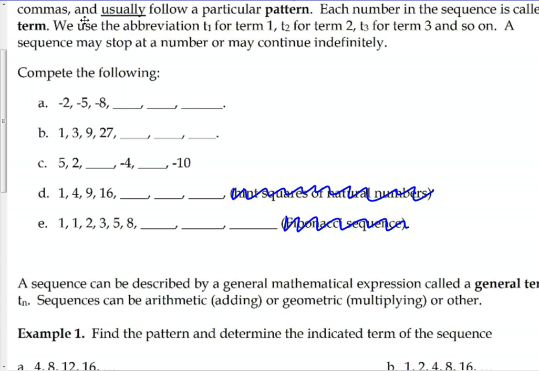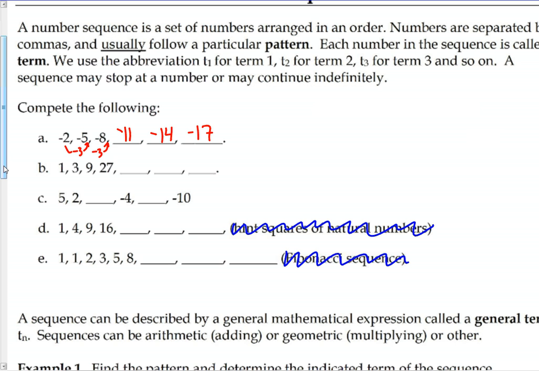The very first one, what's going on here? How do we get to the next number? We minus 3. So negative 8 minus 3 is negative 11. Negative 14. Negative 17. Good. So here, we're subtracting a number each time to get to the next term. This type of pattern is called arithmetic. It's an arithmetic sequence.